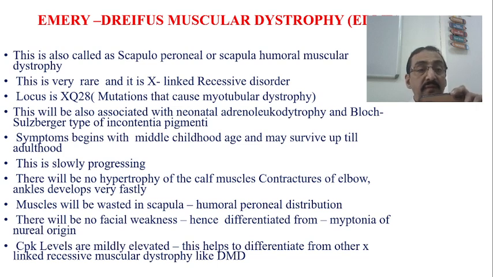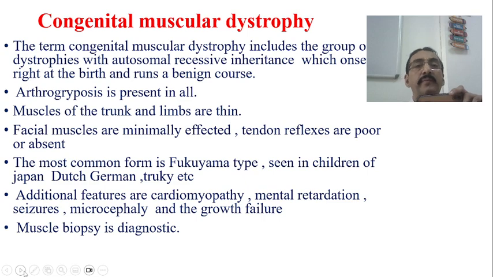Now, CPK levels are mildly elevated. There is no massive elevation of the CPK. This helps to differentiate it from other X-linked recessive muscular dystrophies like DMD. In DMD, initially the CPK level rises very high. Later, it comes to a constant level when everything is over, that means when the muscle dystrophy is completed. But initially it rises very fast. This will not happen in the case of Emery-Dreifuss muscular dystrophy.